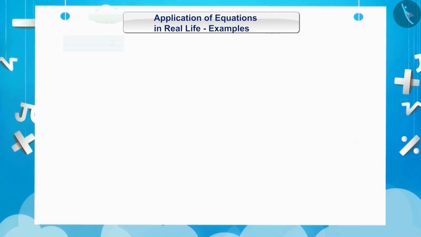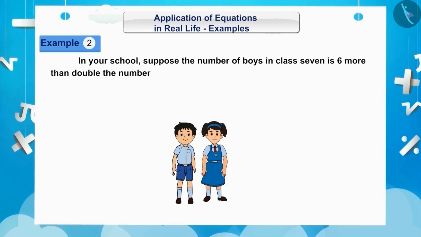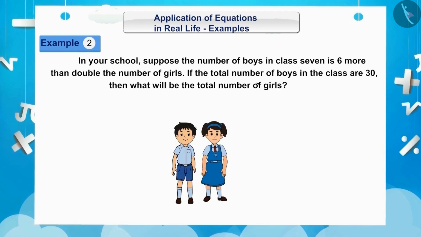Let's understand another example. In your school, suppose the number of boys in class 7 is 6 more than double the number of girls. If the total number of boys in the class is 30, then what will be the total number of girls? Can you tell me what the equation will be? Let's solve this question.